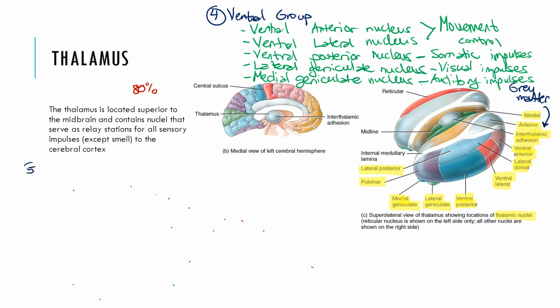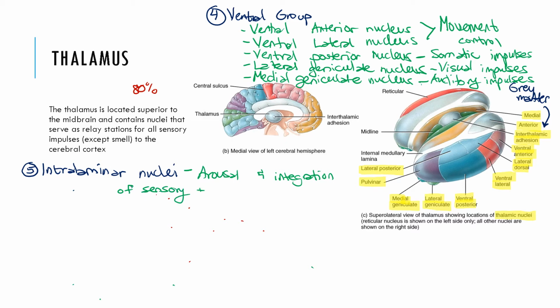Next we have our 5th group in the thalamus, the intralaminar nuclei. Now the intralaminar nuclei function in arousal and integration of sensory and motor information as well. This one's also called internal medullary lamina, so that's going to be that white one there. Our number 6 is the midline nucleus.